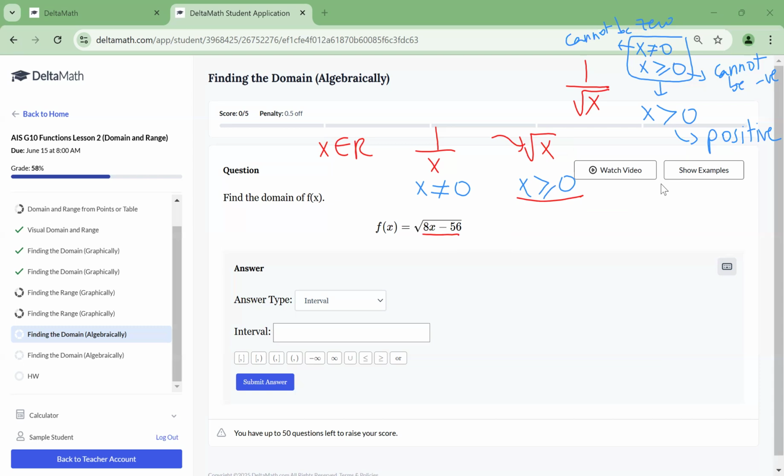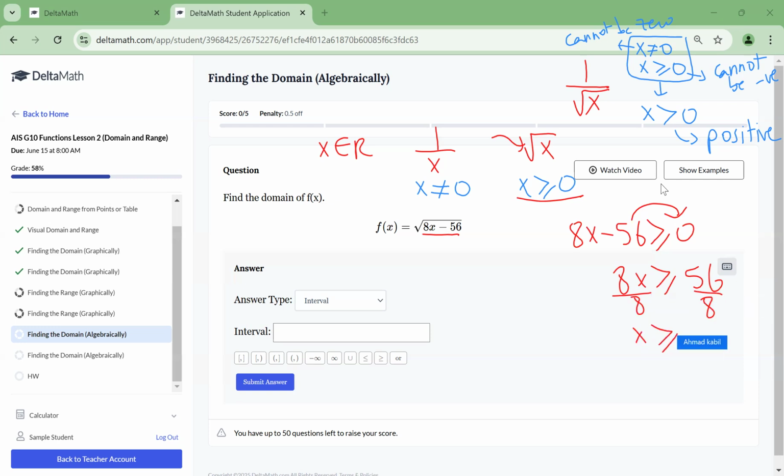We have 8x minus 56 is greater than or equal to 0. We take the 56 to the other side. So we have 8x greater than or equal to 56. Divide by 8, divide by 8. You get x greater than or equal to 7. So our answer here is going to be x is greater than or equal to 7.